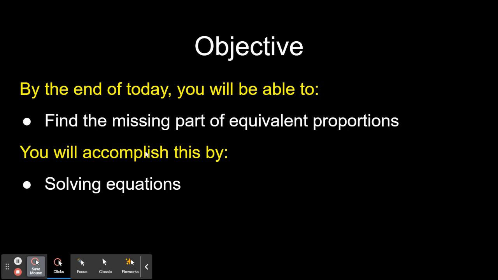By the end of the day, you'll be able to find the missing part of equivalent proportions. Okay? You'll accomplish this by solving the equations. We're going to be treating this as if we are solving equations.